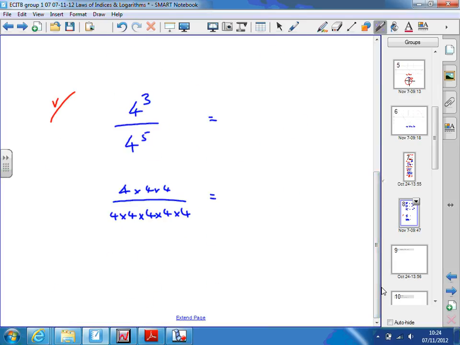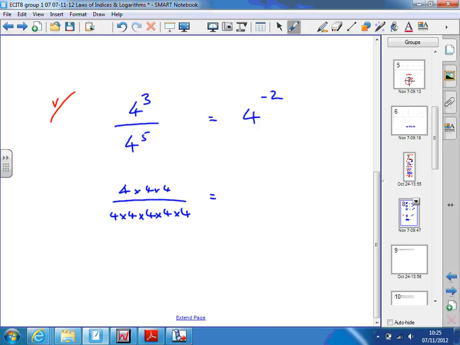So how does this one work? Well, if we look at 4 cubed divided by 4 to the power 5 and use the second law of indices, what would we end up with? Not 2, minus 2, because 3 minus 5 is minus 2, right, Daniel? Yeah. So a negative has appeared.